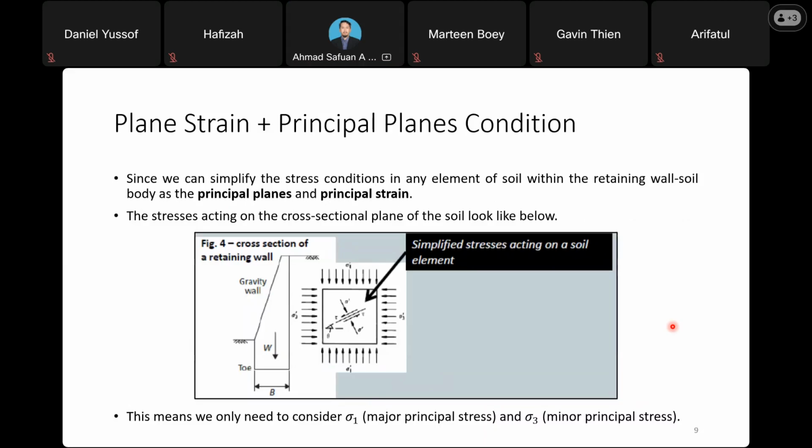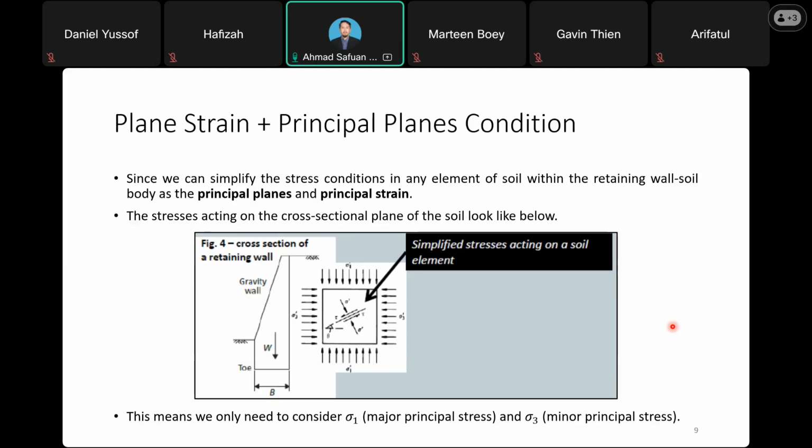So from there, since we can simplify the stress condition in any element of the soil within the retaining wall or soil body, the principal plane and principal stress approach can be used. The stresses acting on the cross-sectional plane of the soil look like below. So then we have sigma 3 and sigma 1.